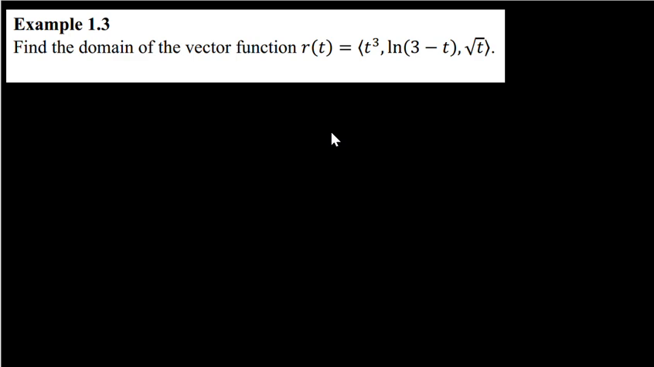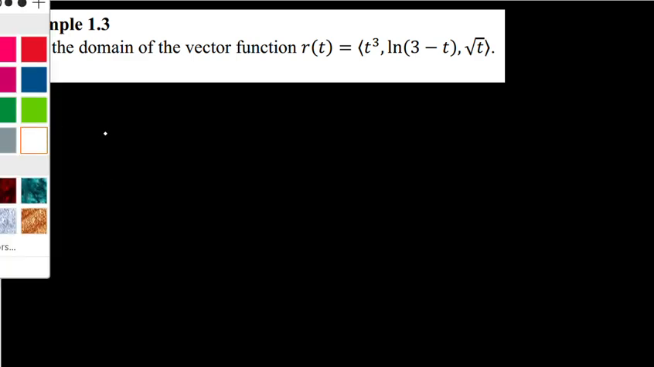So first and foremost, we will look at the individual component functions. What is the domain of those individual component functions? Once we have gotten that, then we can compare the three domains and pick the one that is common to all of them. Those elements that are common to all of them become the domain of the vector function r of t. So let's start with the first one. The first one is t cubed.